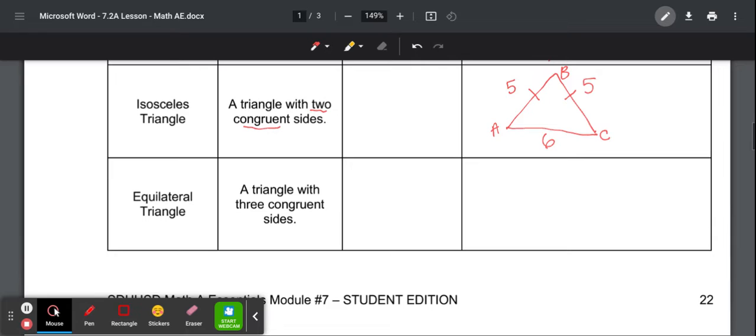An equilateral triangle has all three sides that are congruent, so all sides measure the same. For example, triangle ABC, if all the sides measure 5 units, that means all the sides are the same or congruent, so it's an equilateral triangle.